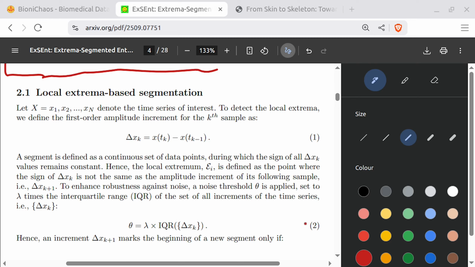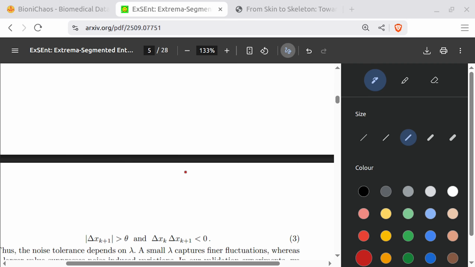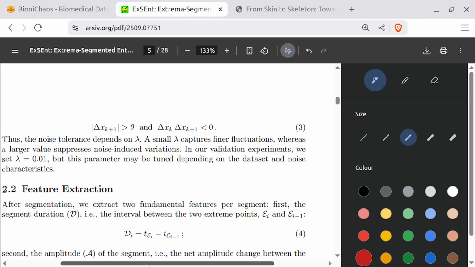Okay, keep going. I scroll down the page a bit. This section describes local extrema-based segmentation. It defines the first-order amplitude increment, delta xk, and explains how a segment is defined as a continuous set of data points where the sign of delta xk remains constant. A local extremum, OI, is the point where the sign of delta xk is not the same as the amplitude increment of its following sample, delta xk plus 1. To make it robust against noise, a noise threshold theta is applied, set to lambda times the interquartile range, IQR, of the set of all increments of the time series, delta xk.